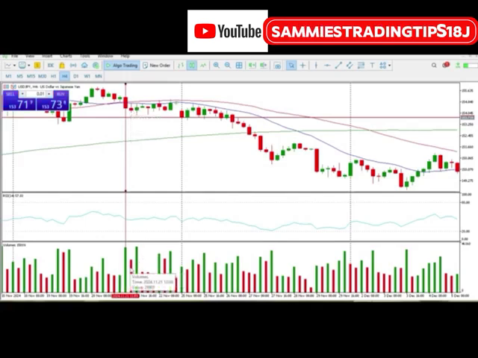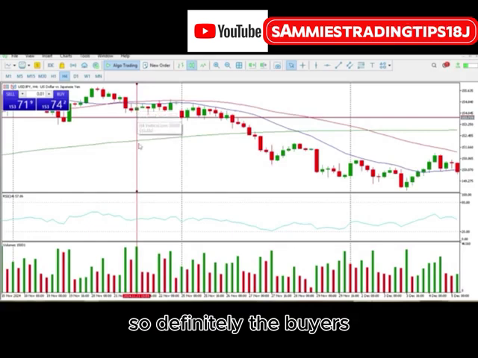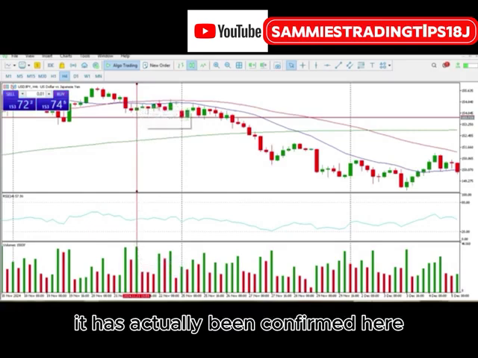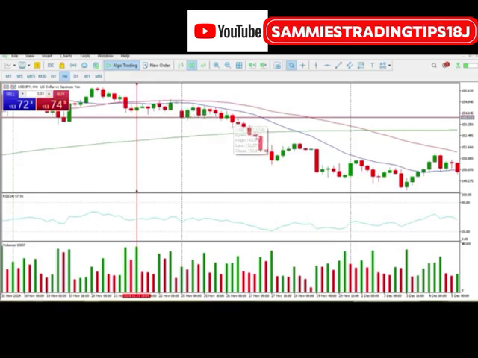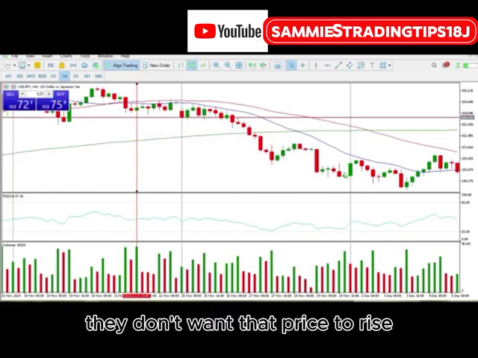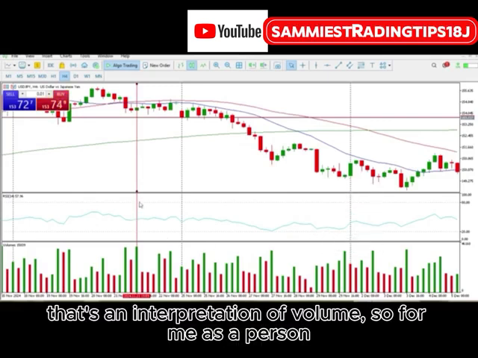Take for instance, the other push on the volume, it still was not massive. There was no massive price rise. So definitely the sellers are pushing the price down, and that's what has actually been confirmed here. A downtrend. Sellers at play. They don't want that price to rise. That's an interpretation on volume.